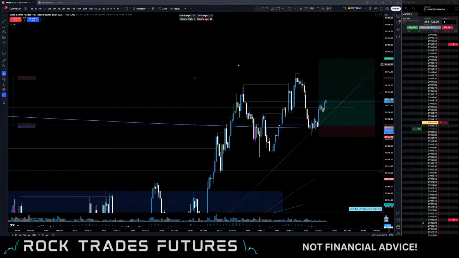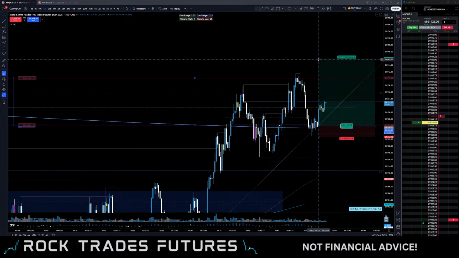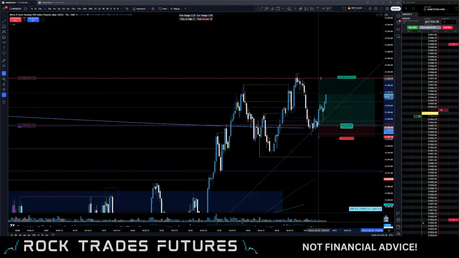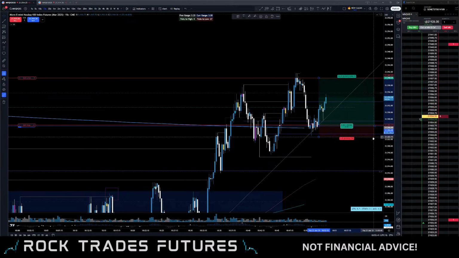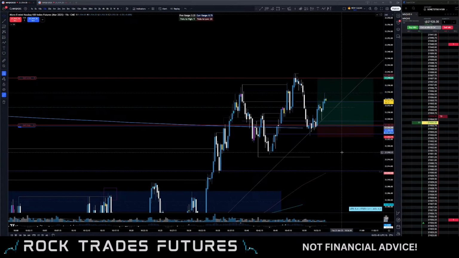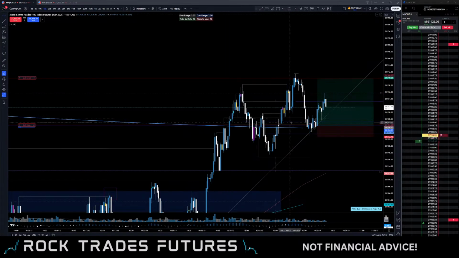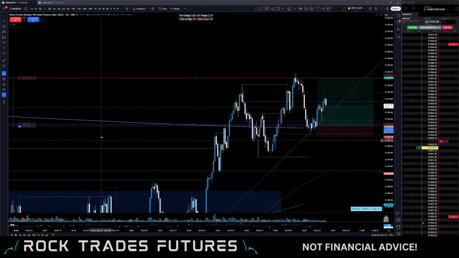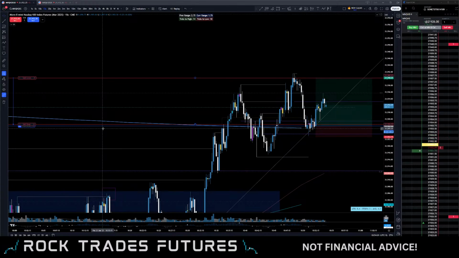Don't want to get caught by a micro double top on the 5-minute. Still giving me a 4.4 to 1 risk to reward ratio. Can't really see my ticks. I'm going to push my stop up. 26 ticks. Definitely need price to continue higher here if it's going to go.